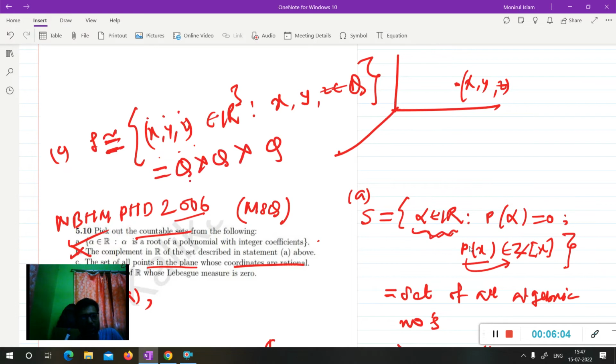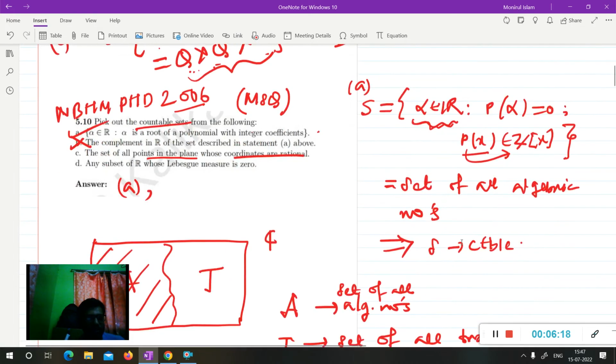Now Q is countable, we all know that. This is a finite product of Q, three copies of Q, and we all know a finite product of countable sets is countable. So this is countable, so S is countable. So the set of all points in a plane is countable. So option C is the answer.